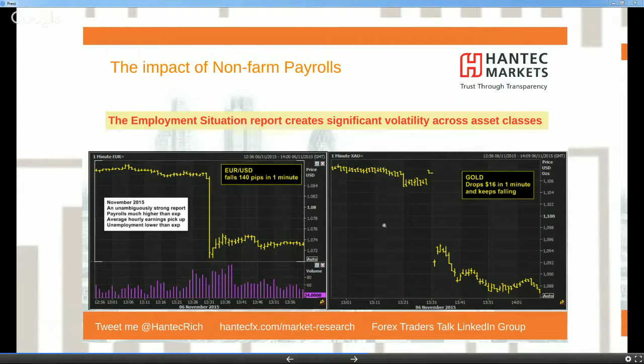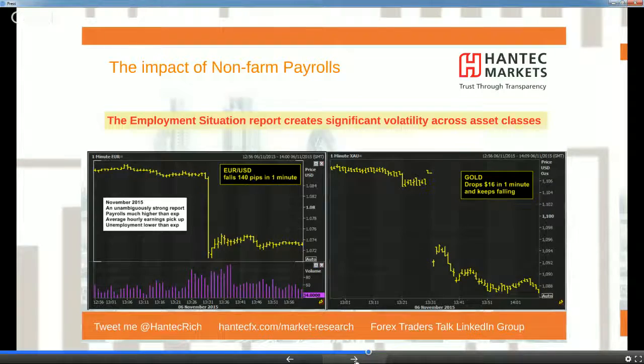And I've noticed it has a really strong negative correlation to the dollar, for reasons of it being priced in dollars, and subsequently when the dollar strengthens, the gold price will drop, and that's exactly what we saw here. It dropped $16 and actually kept falling as well, so there was still an opportunity to trade it after that.